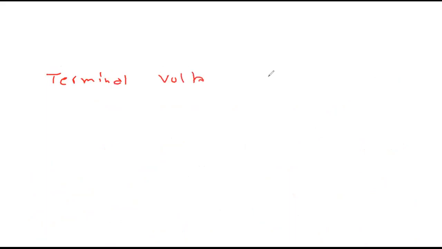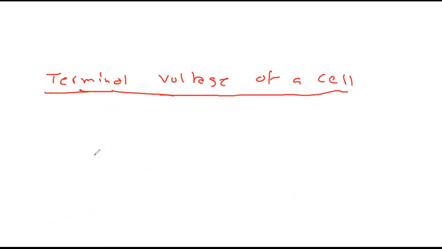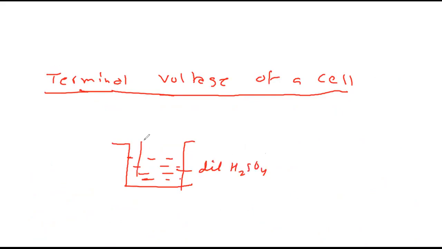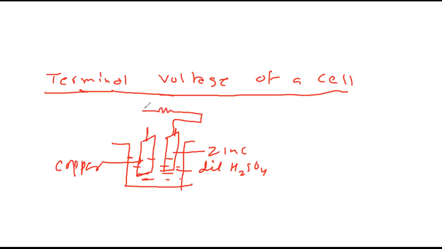Terminal voltage. One was EMF, now it is terminal voltage of a cell. The terminal means end to end. Like if this is a container containing electrolyte such as dilute sulfuric acid, in which two electrodes, copper and zinc, are immersed. If this is connected to a resistance externally, then current flows from copper, which is behaving like the positive terminal, to the negative terminal.